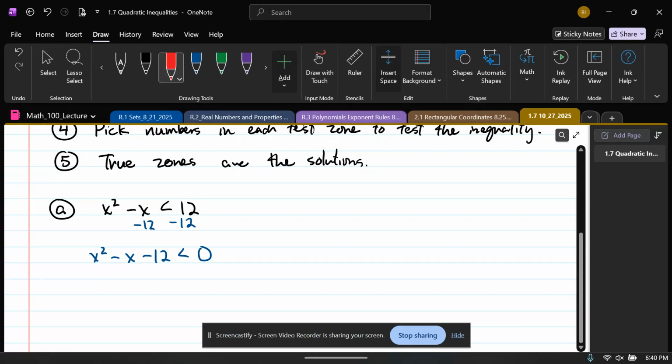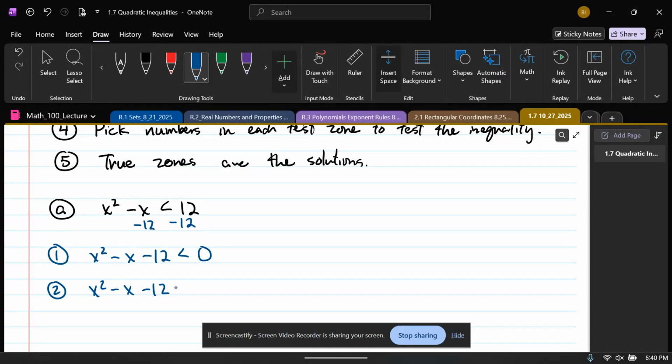So this was all step 1. Step 2 says do this. Just make it an equation and solve it. Okay? We'll come back to the inequality in a second. So we're just going to solve it. Step 2 was make it an equation, solve it.